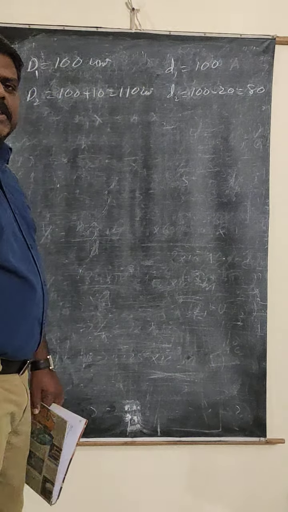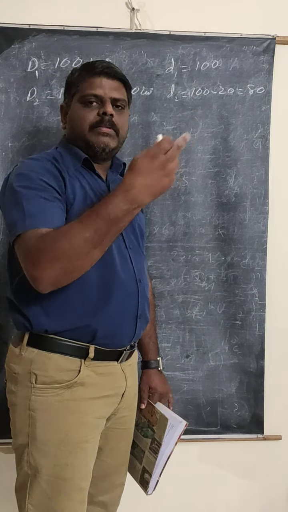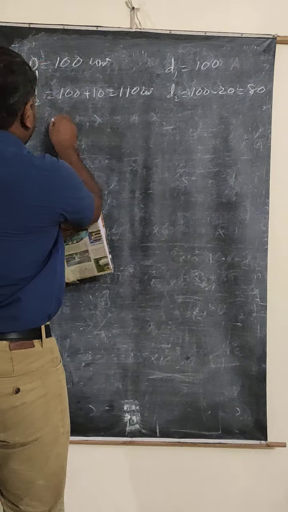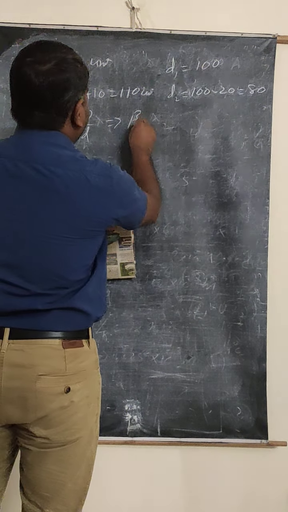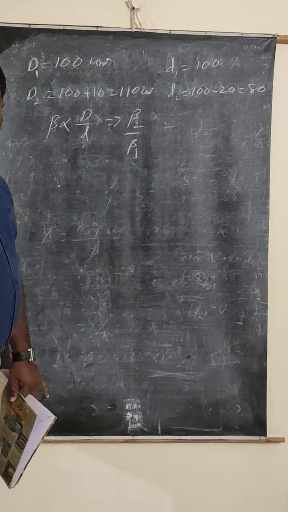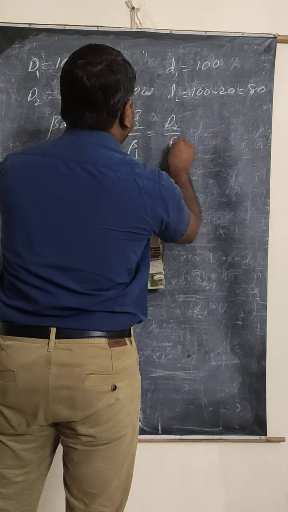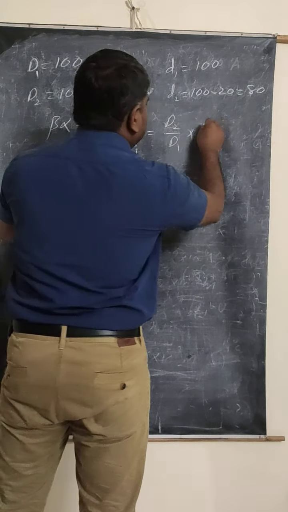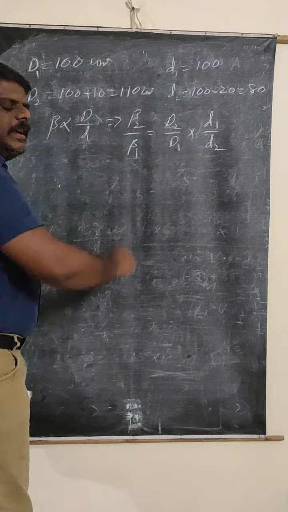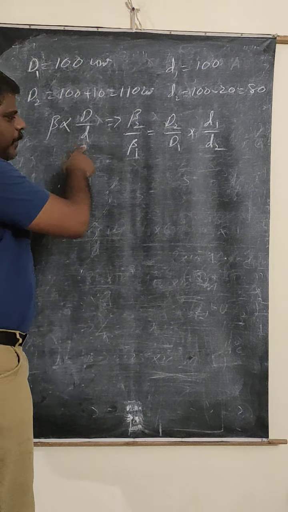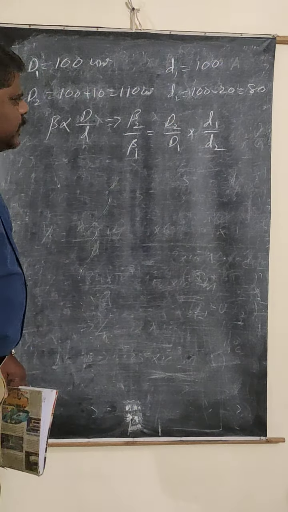Now, what does the fringe width depend on? If the wavelength is constant, then the fringe width beta is directly proportional to capital D by small d. That implies beta 2 by beta 1 equals D2 by D1 into d1 by d2, because capital D is directly proportional, which is why D2 by D1, and small d is inversely proportional, which is why small d1 by small d2. Now substitute the values here.